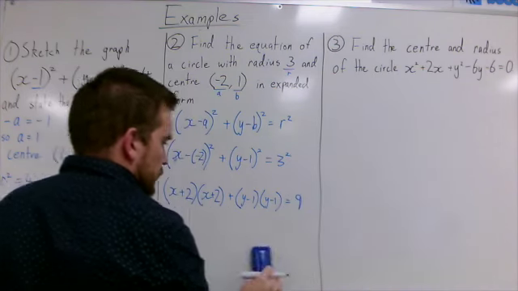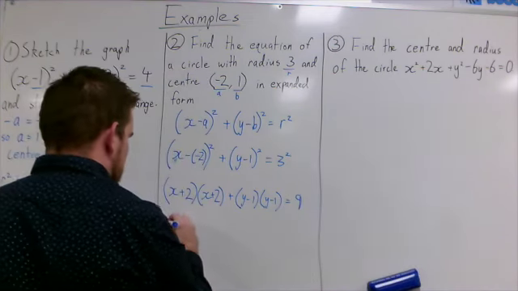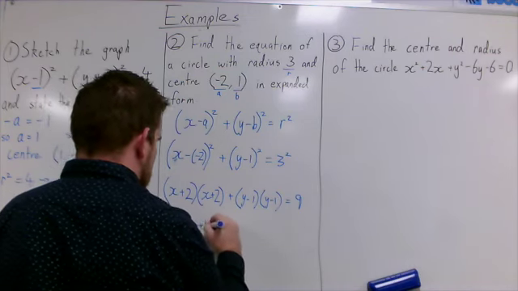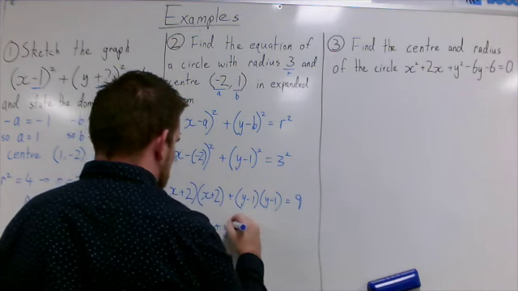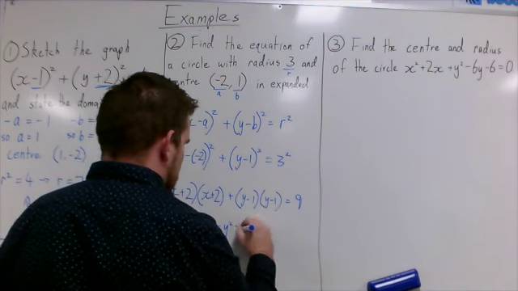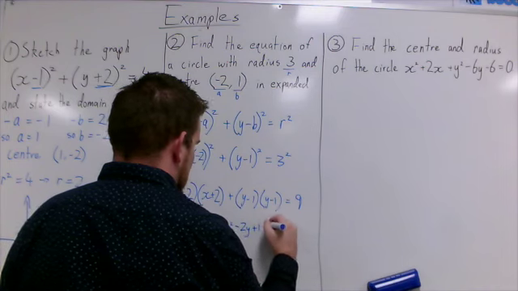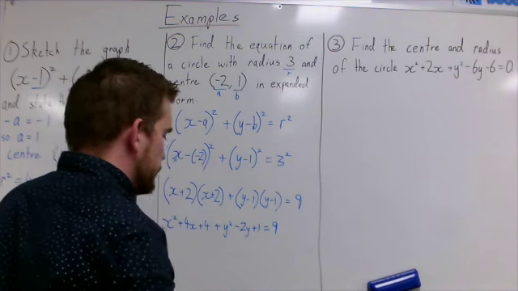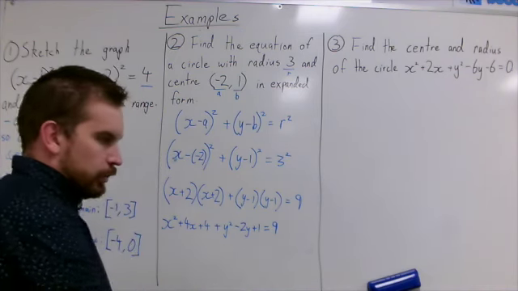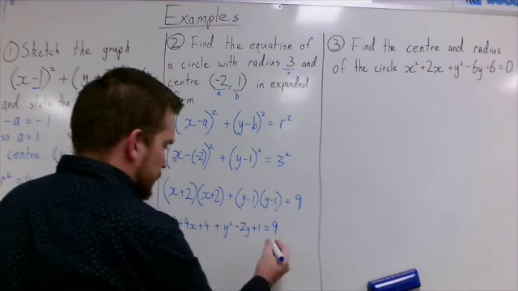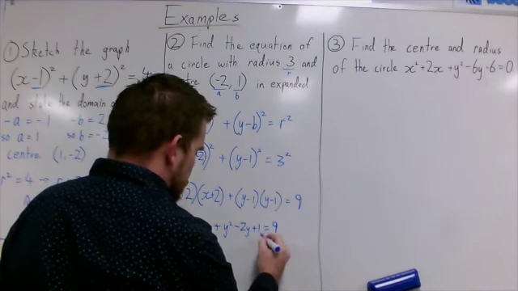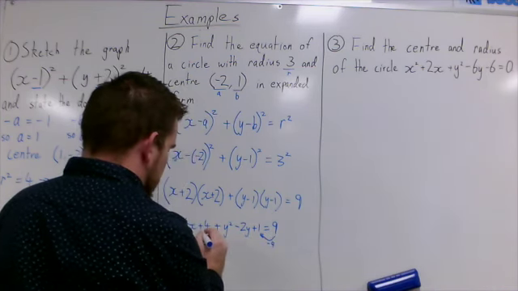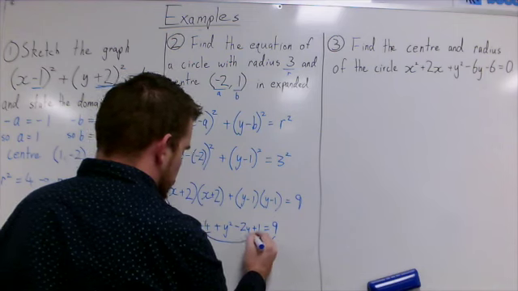Alright, now we actually need to go through and expand them fully, so it would be x squared plus 4x plus 4 plus y squared minus 2y plus 1 equals 9. And for expanded form, we basically need to bring everything over so it equals 0 at the end. So we need to bring this over, but then, so that'll become minus 9. But then we also need to bring the 4 over here too.